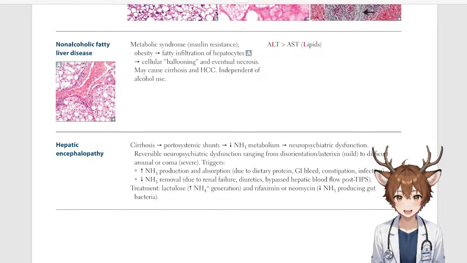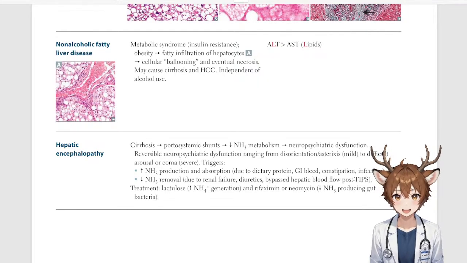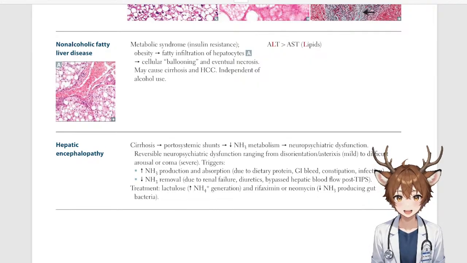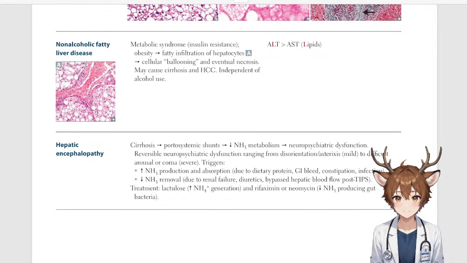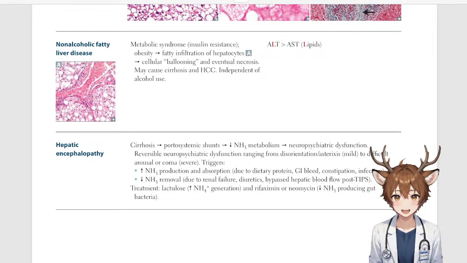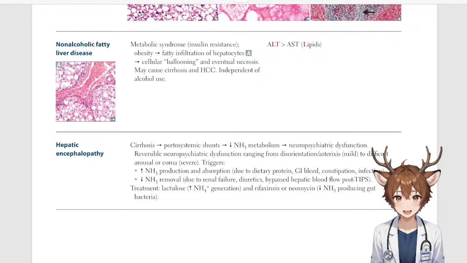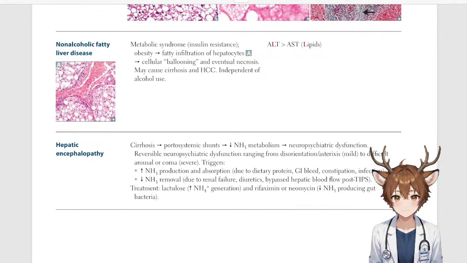Steatotic liver disease, SLD, encompasses metabolic dysfunction-associated SLD, MASLD, formerly known as non-alcoholic fatty liver disease, which is what your book calls it, and increased alcohol intake, alcohol-associated liver disease, specific etiology SLD, and cryptogenic SLD.